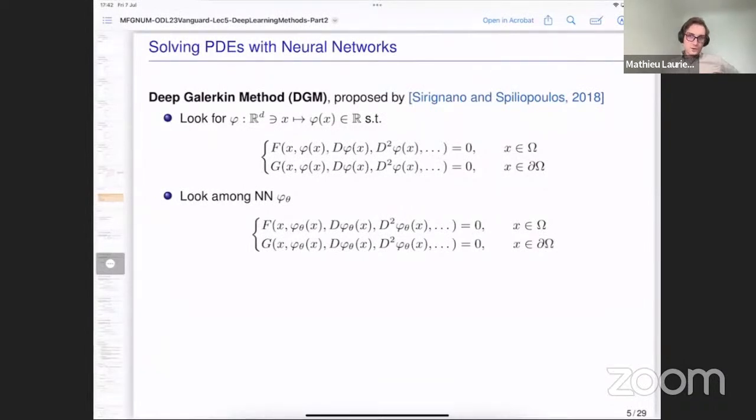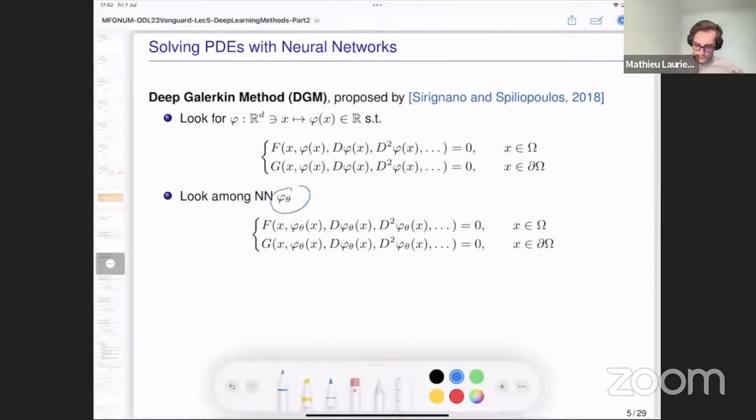Then we look for the solution among the set of neural networks for a given architecture. So every time I write phi theta, what I had in mind is that you fix an architecture.